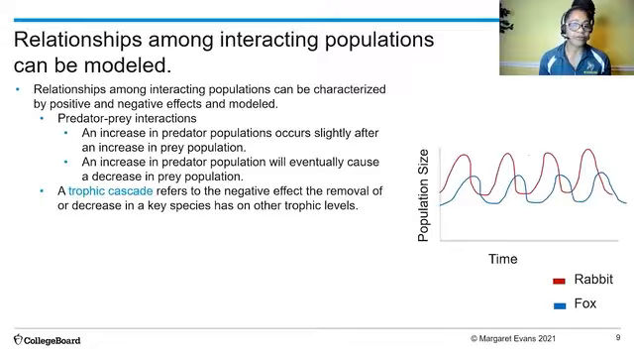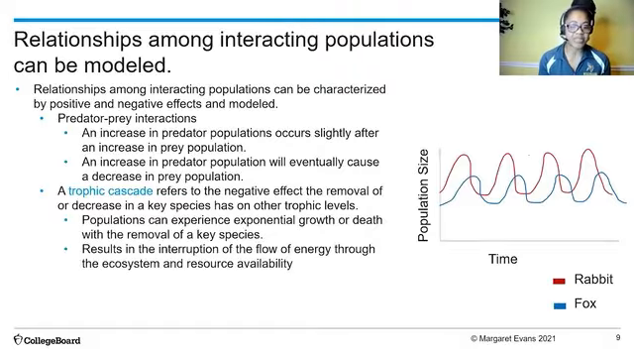Another interaction that can be modeled is something called a trophic cascade. This refers to the negative effect of the removal or decrease of a key species on trophic levels. Trophic levels would be your food chain levels, from producers to consumers, etc. As you remove different species within that food chain, that affects other communities and other populations at various trophic levels, and that can be modeled as well. So populations can experience exponential growth or death with the removal of a key species population.